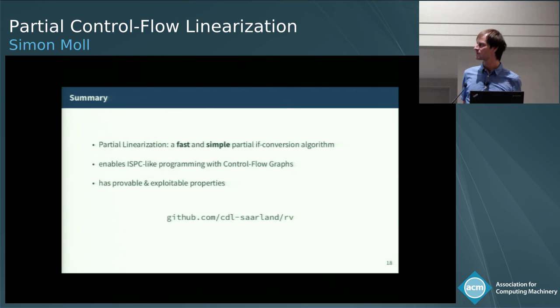To sum it up, I presented partial linearization, which is a fast and simple partial if-conversion algorithm, which enables ISPC-like programming with control flow graphs. Partial linearization has provable and exploitable properties that you can use to optimize divergent control flow and implement reliable vectorizers. You find our vectorizer on GitHub at github/cdl-sauerland/rv. Thank you. I'm ready to take questions.